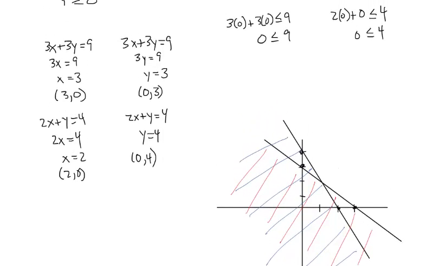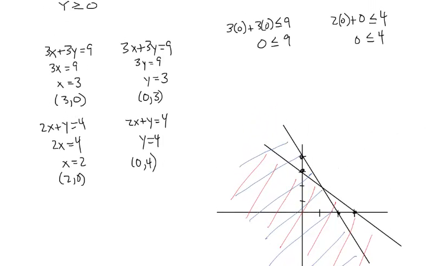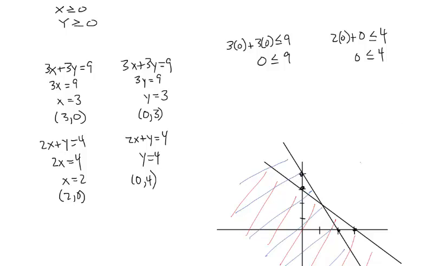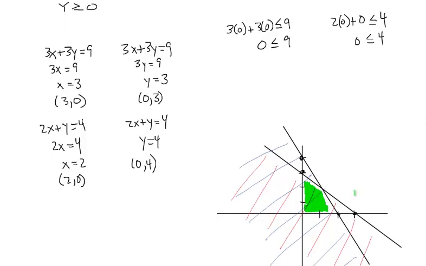And now we need to remember that because x is greater than 0 and y is greater than 0, we're locked into the first quadrant. So I have highlighted the solution region, and we can see that it's completely enclosed. So we're going to say that this solution set is bounded. And that's how we graph systems of linear inequalities in two variables, and we find if it's bounded or unbounded.